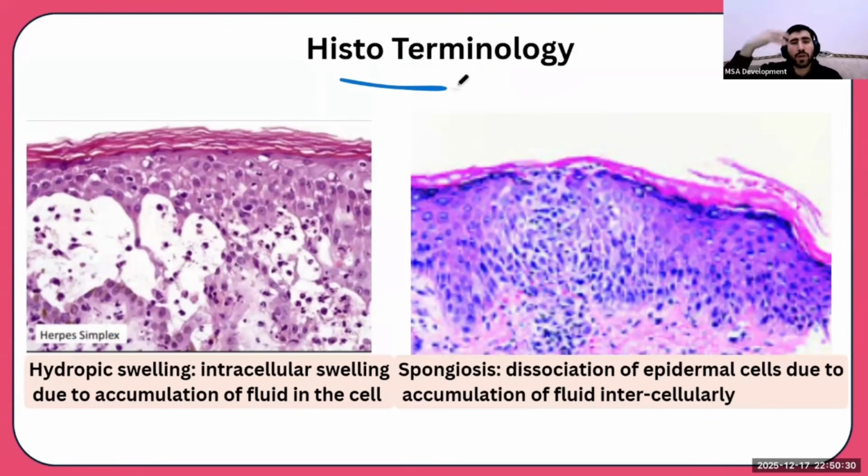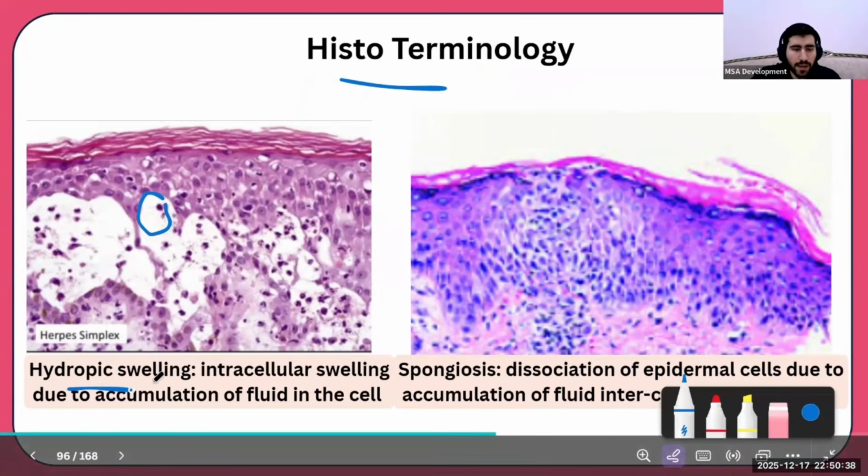Now let's go to histology terminology. Now we have this cell which is filled with fluid. The cell itself is filled with fluid. That's hydropic swelling. Hydropic swelling is intracellular swelling, like swelling in the cell itself due to accumulation of fluid in it.